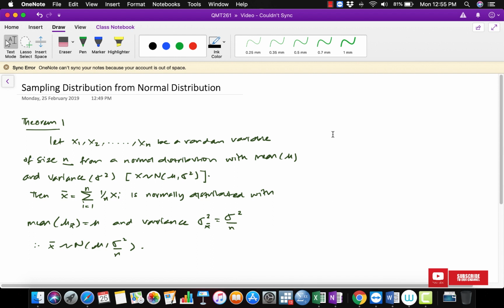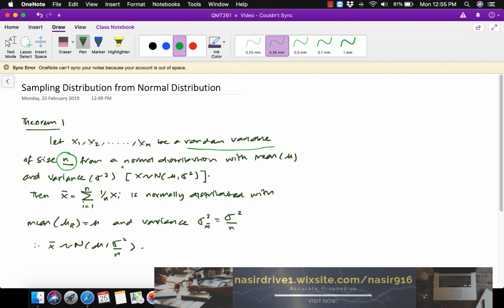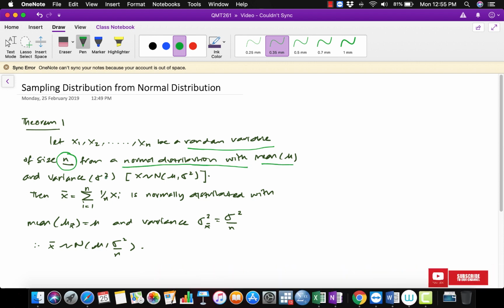Without further ado, we're going to have nine theorems basically in this chapter. I'm going to discuss the first theorem. It tells us: let X1, X2, ..., Xn be a random sample of size n from a normal distribution with mean equal to mu and variance equal to sigma squared. So it tells us Xi has a normal distribution with mean mu and variance sigma squared.